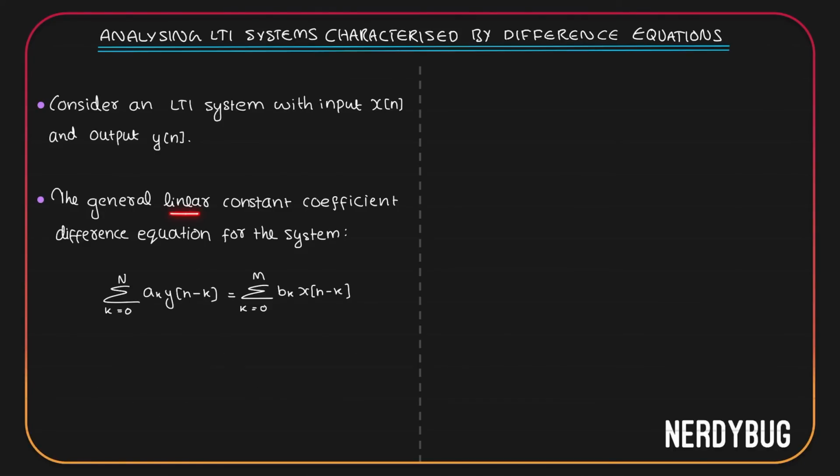This is the general linear constant coefficient difference equation for an LTI system. We can call it the Nth order difference equation because the maximum value of k for y[n] is N.